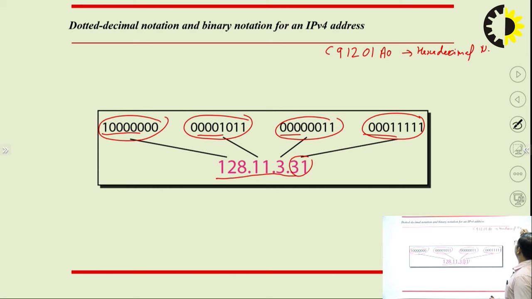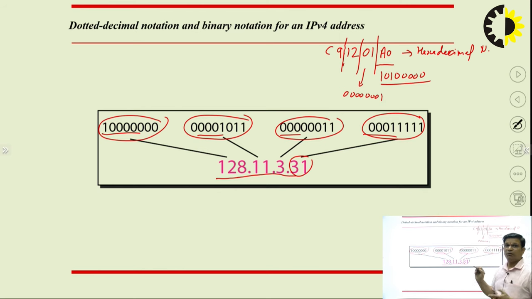When we convert this hexadecimal code into decimal or binary notation, how can we understand that this is the IP address? Just divide it into blocks. Now, A0 is a hexadecimal code. We can write A as 10, so the binary representation of A0 is 10100000. 01 can be written as 0000 0001. Then 12: 1 is 0001 and 2 is 0010.